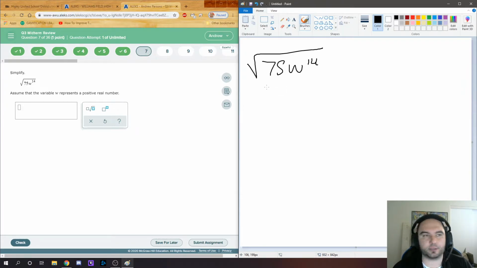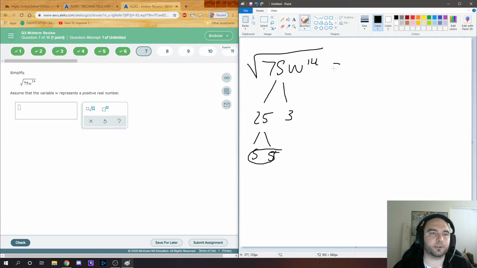You can't take the square root of 75, but you can break it down. So 75 is 25 times 3. 25 is 5 times 5. If there's a pair of something, that's good. That'll be part of my answer. So my answer will have a 5 on the outside, and any unused stuff, like this 3 here, will be left behind in the root on the inside.